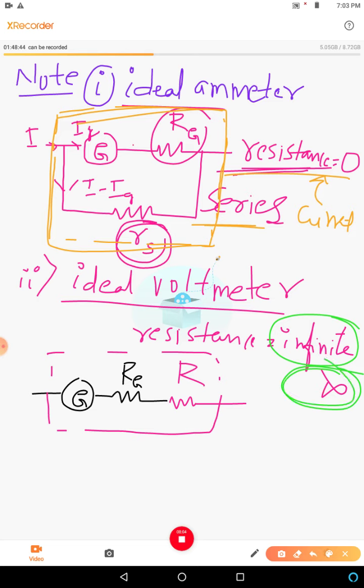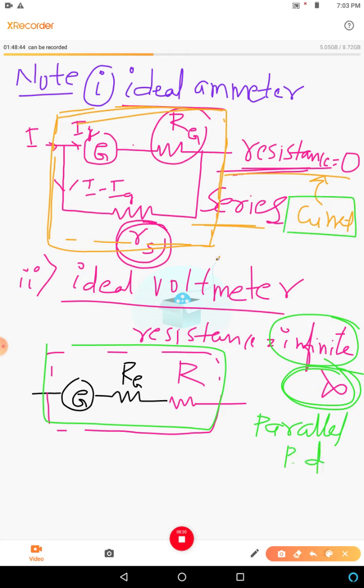Always remember, a voltmeter is always connected in parallel. This box I have drawn in the circuit is the voltmeter, which is always connected in parallel. When it is connected in parallel, it should not alter the original potential difference. An ammeter should not alter the original current. The voltmeter should not alter the original potential difference. So in order not to alter it, its resistance should be very, very high. If it is ideal, then it is infinite.